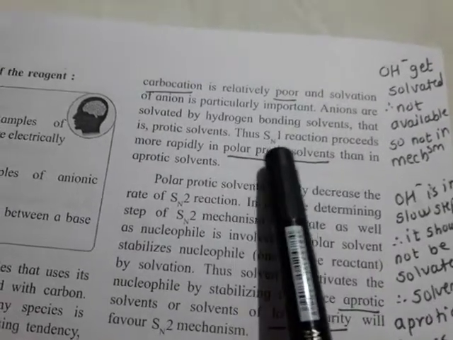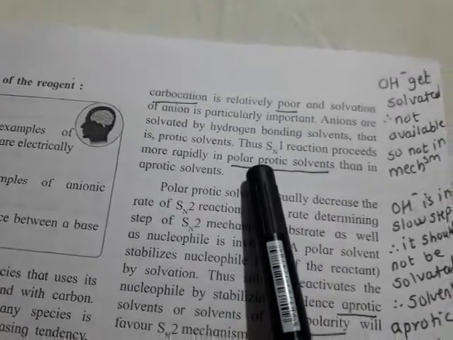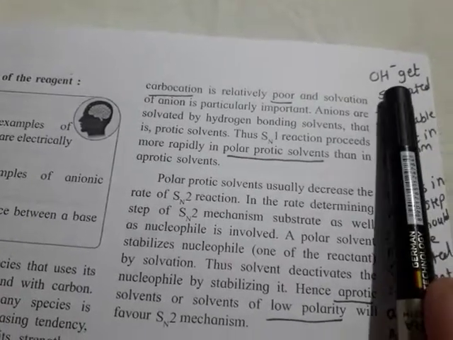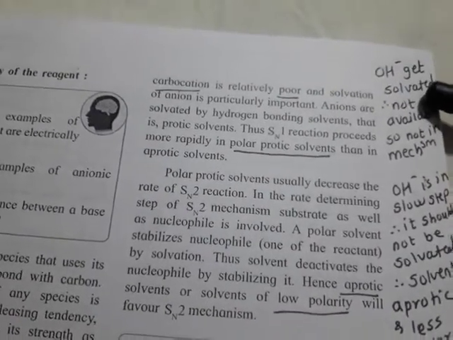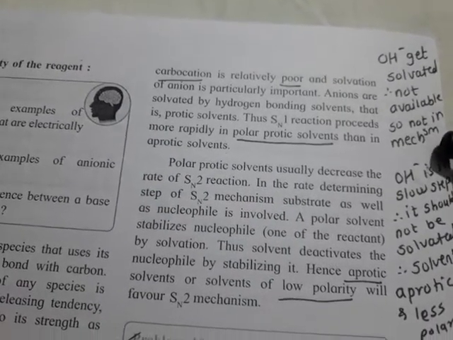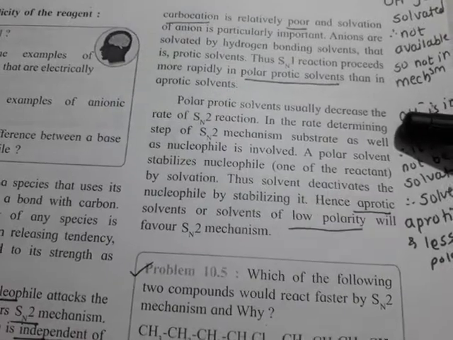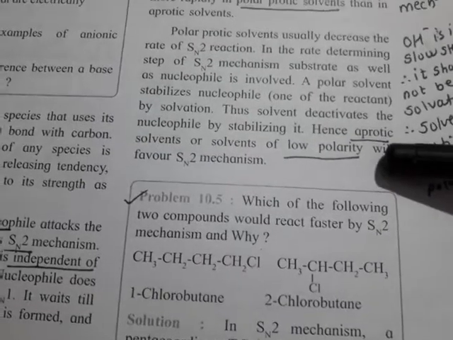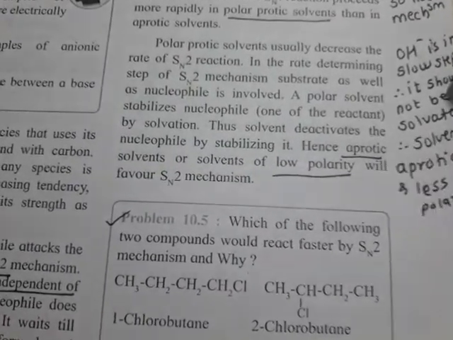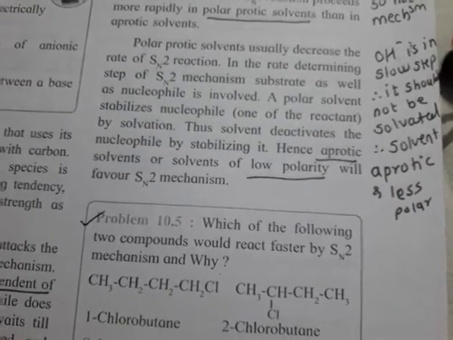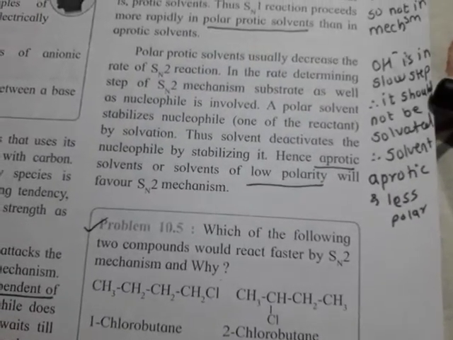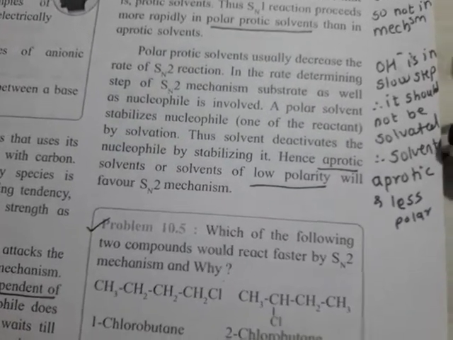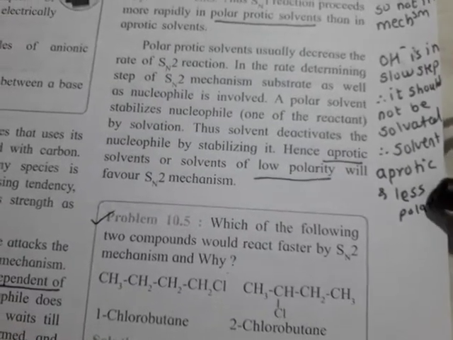Okay, in short, polar solvent favors SN1 reaction. Why? Because it solvates that negative ion, anion, OH minus. So OH minus gets solvated, not available, so not involved in the mechanism. Now in SN2 reaction, the solvent must be aprotic or its polarity should be low. It means OH minus is involved in the slow step. It means it is not solvated, so it is available to attack that alkyl halide. So not solvated, hence the solvent must be aprotic and less polar.